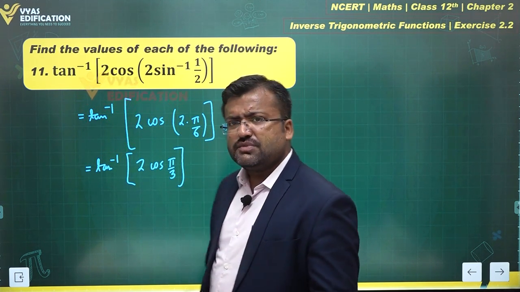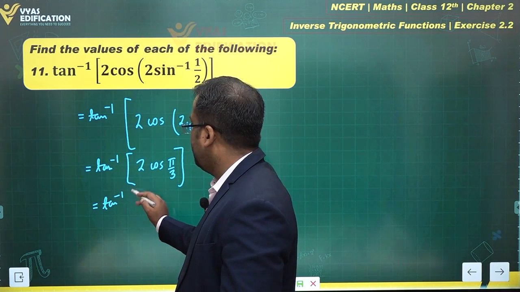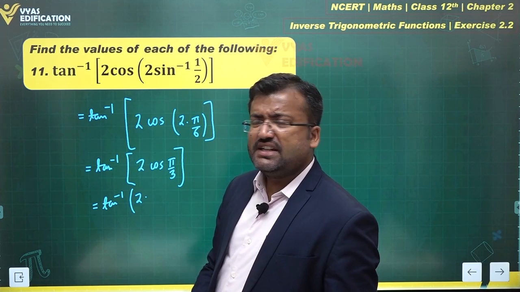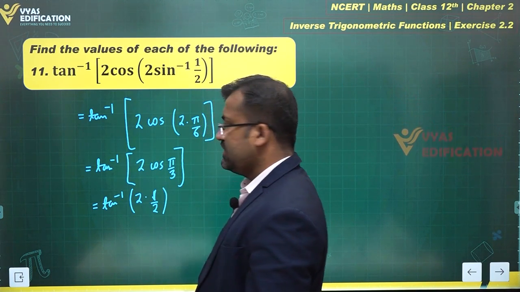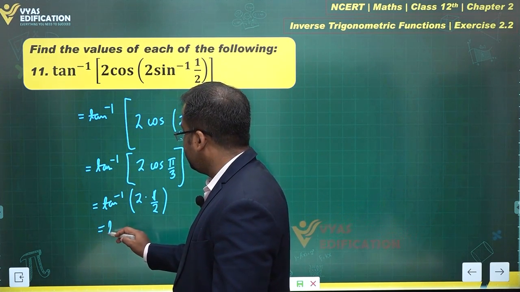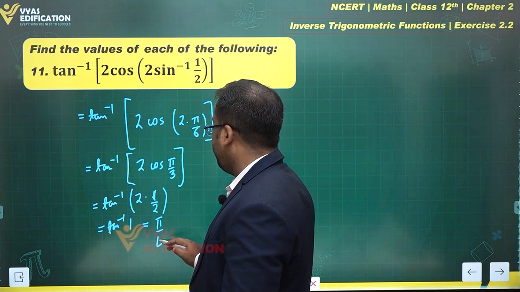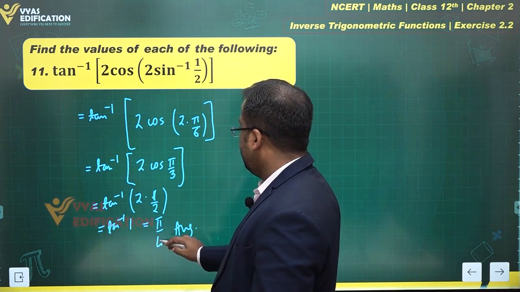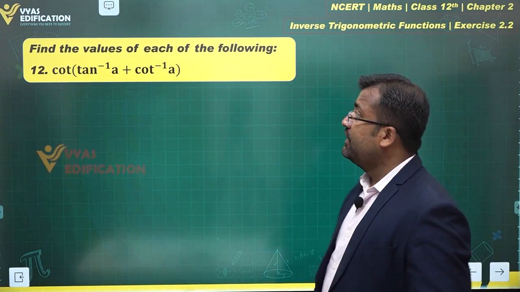And cos pi by 3 is something that I know. Cos pi by 3 is 1 by 2. So this becomes tan inverse 1. And that further is equal to pi by 4. Yes. That's the answer for this question. Let's solve this question next.